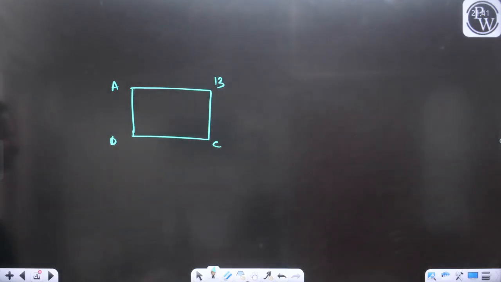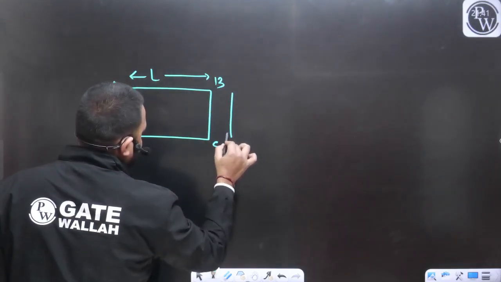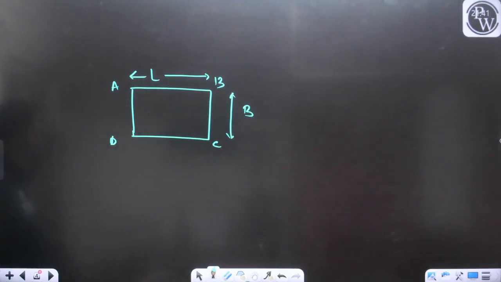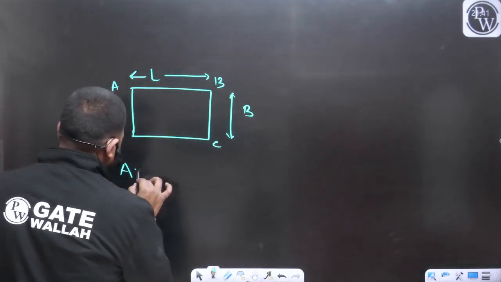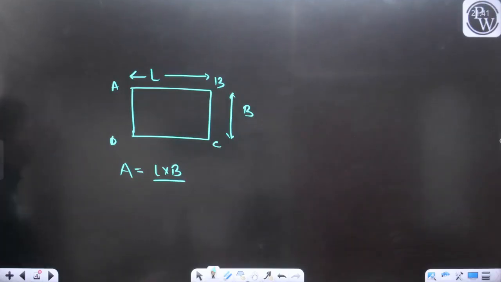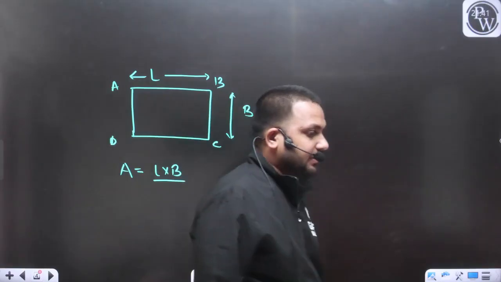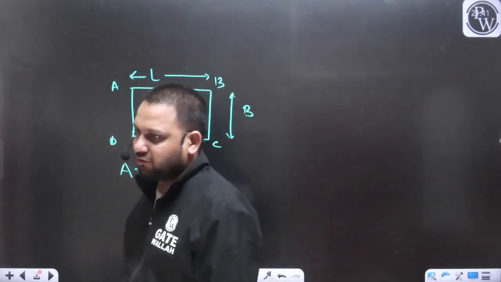As I can see, this is a rectangle. For that, I require this distance. Let's say this is going to be L, and this distance is going to be B. If we know the values of L and B, then simply we can say the area is going to be L into B. Yes or no? But how will you know the value of L and the value of B?